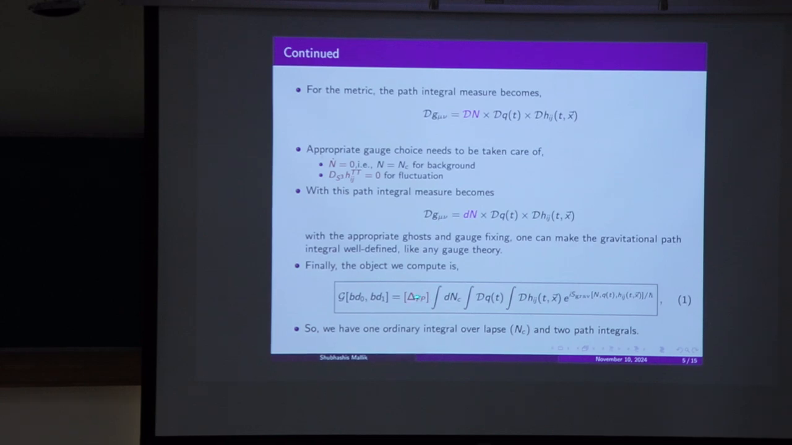So I have factored this because this will not be relevant for our present talk. And this is ordinary integral over lapse, and this is two path integrals over q(t) and h_ij. These are coupled at this stage. So this is the object we will be computing. To compute this, we need two pieces of information. One is the range of integration of this N, and second is what are the boundary conditions for these path integrals.